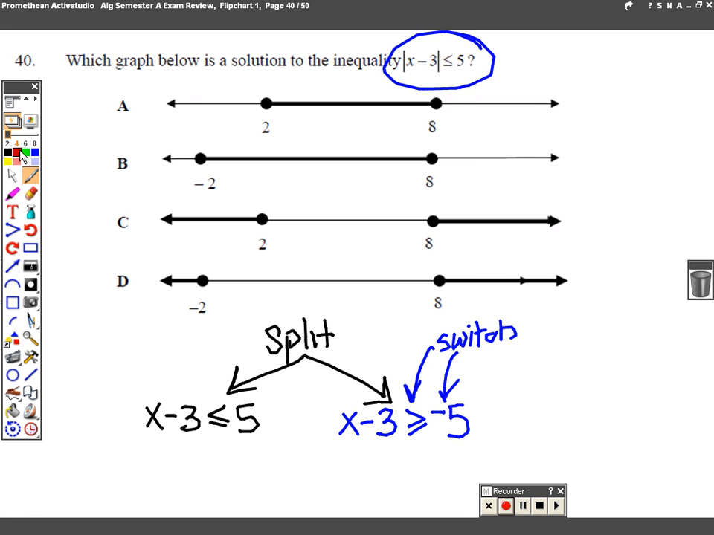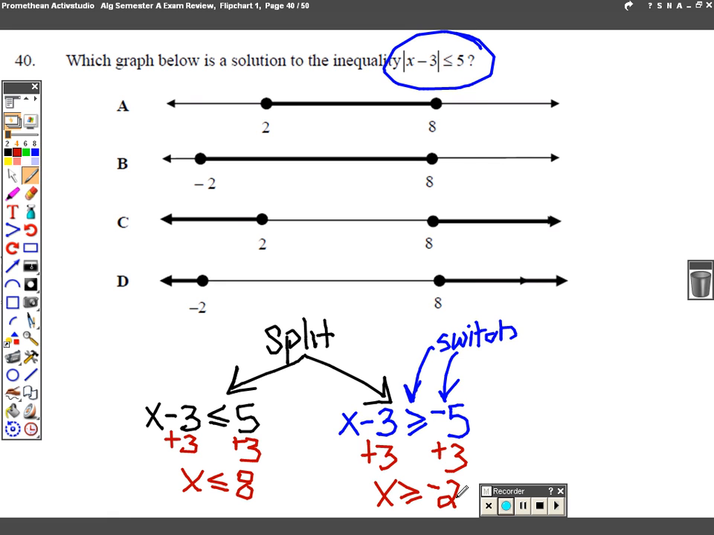Now to solve them, you do the same work. Add 3, x is less than or equal to 8. Add 3, x is greater than or equal to negative 2.